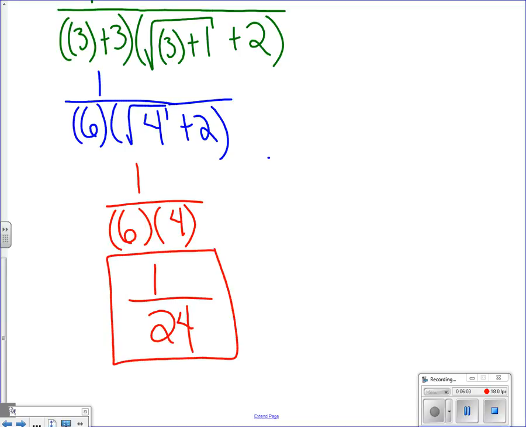So again, that is problem 3F from the limits worksheet.